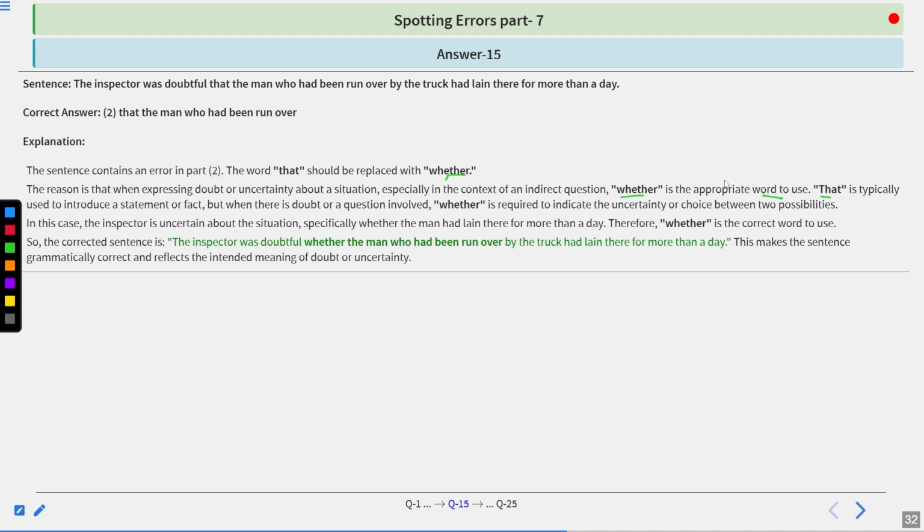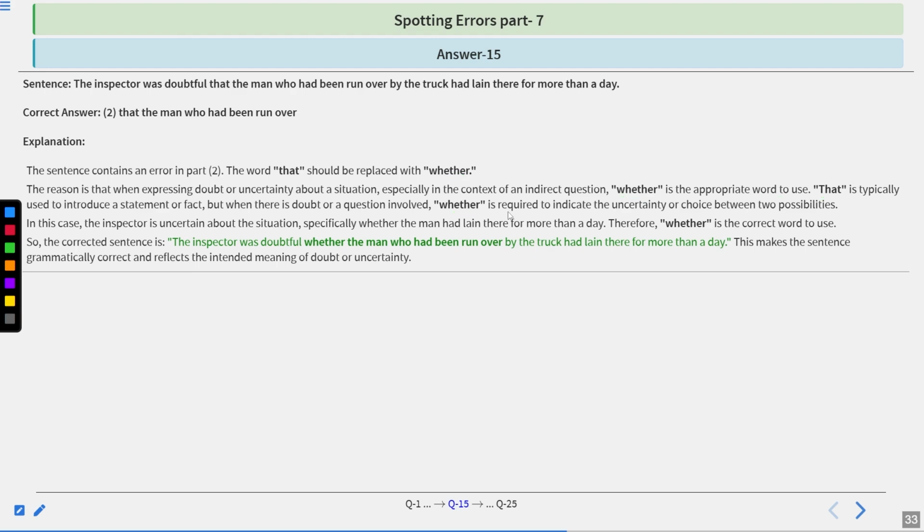"That" is typically used to introduce a statement or fact. When there is doubt or a question involved, "whether" is required to indicate the uncertainty or choice between two possibilities. In this case, the inspector is uncertain about the situation, especially whether the man had lain there for more than a day. Therefore, "whether" is the correct word to use. So, the correct sentence is: The inspector was doubtful whether the man who had been run over by the truck had lain there for more than a day. This makes the sentence grammatically correct and reflects the intended meaning of doubt or uncertainty.